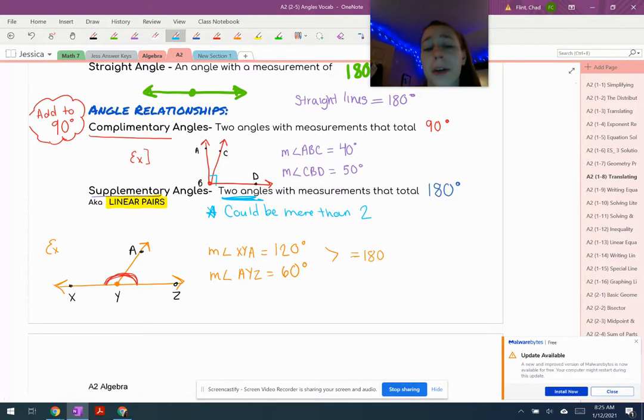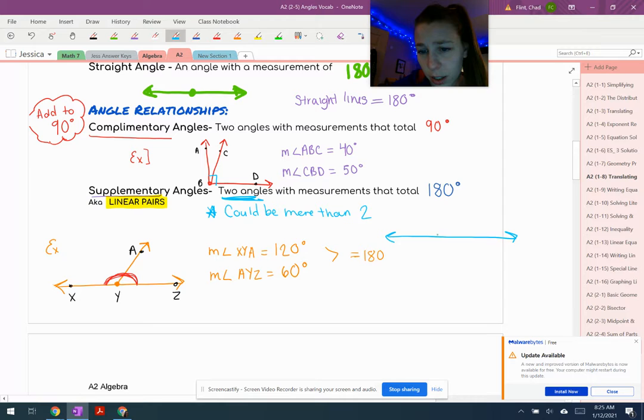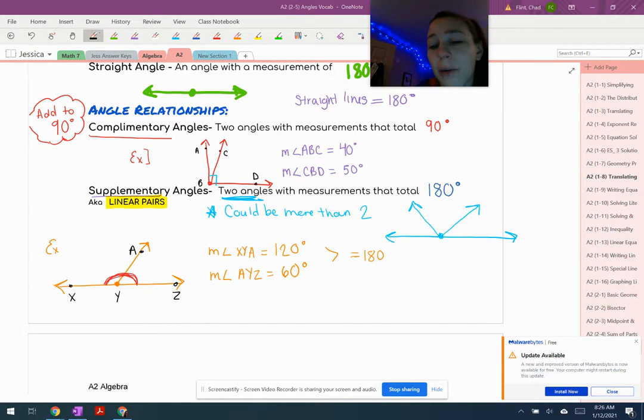So what I mean by there could be more than two, that could look something like this. You still have that straight angle, but there's more than two angles that make it that way. Something like that would require 3 angles to add to that 180. You would need this one, then this one, and then that one. So it could be more than 2, as per that example right there.